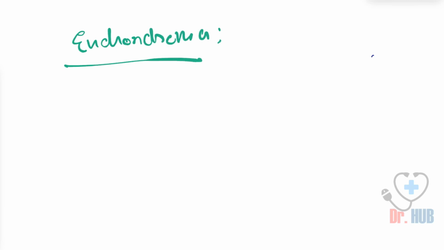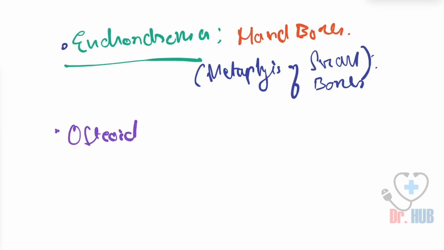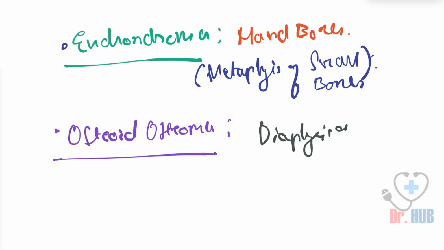Now we'll be moving on to answering our questions. The first question we asked was, where is the enchondroma present? The most common site is the hand bones, by which we mean the metaphysis of small bones of the hand. The next one we saw is the osteoid osteoma. Where is the osteoid osteoma present? The osteoid osteoma is present in the diaphysis of the femur.